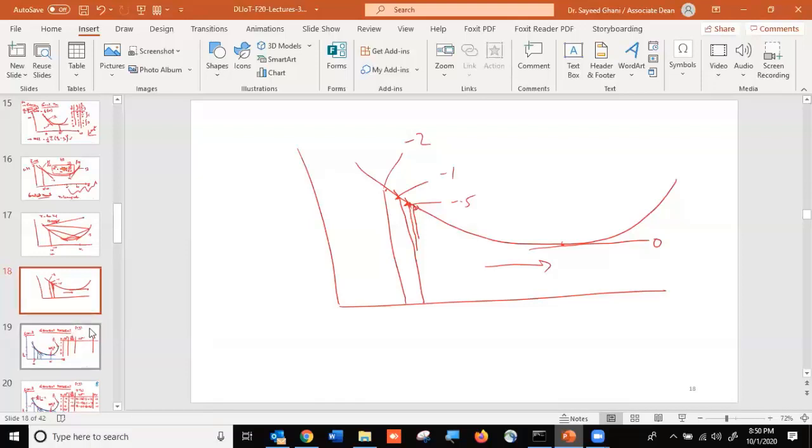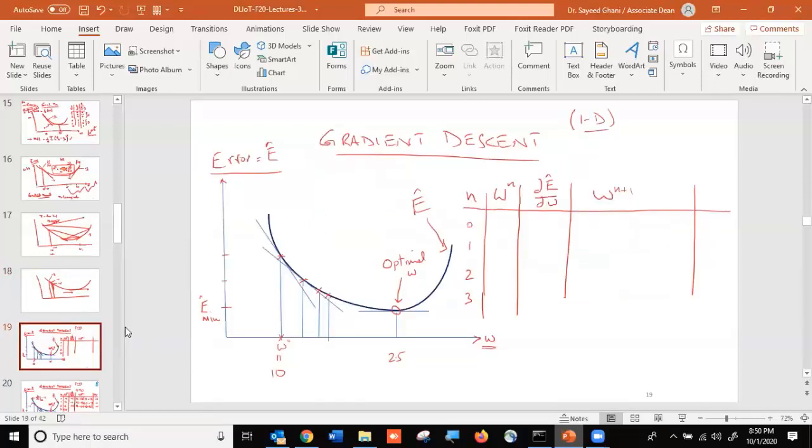So here's a particular example that I've chosen, just to highlight the actual case. Let's say this particular solid black line is what we're trying to solve for. We start with an initial W0, which is equal to 10. We assume that the initial slope is, let's say, -2. So the slope over here is -2.